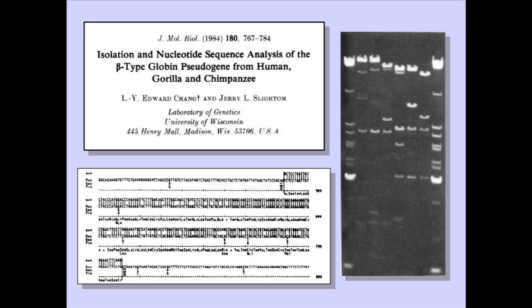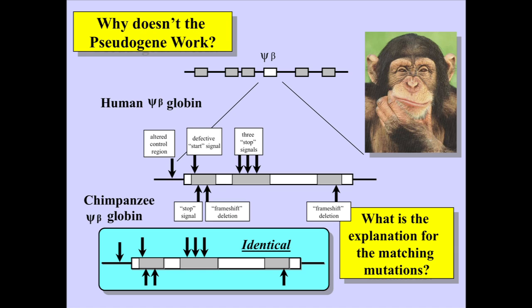If we do isolation and nucleotide sequence analysis of the beta globin pseudogene from human, gorilla, and chimpanzee, you can match those all up. Striking what this shows. Why doesn't the pseudogene work in humans? It also is exactly the same sequence as the one in chimpanzees.